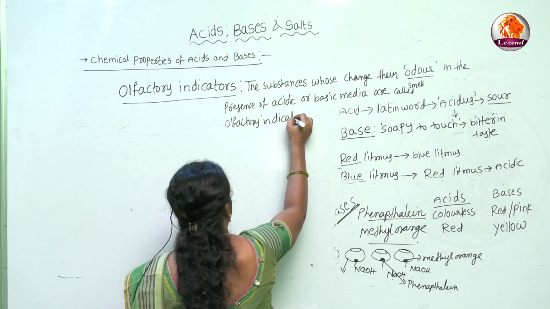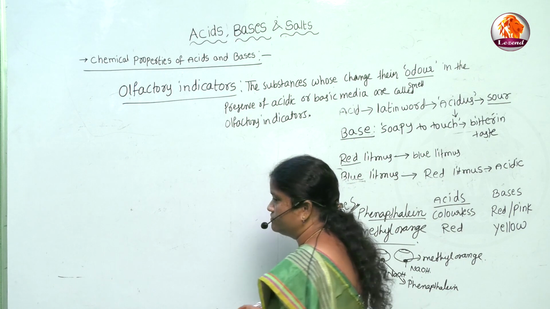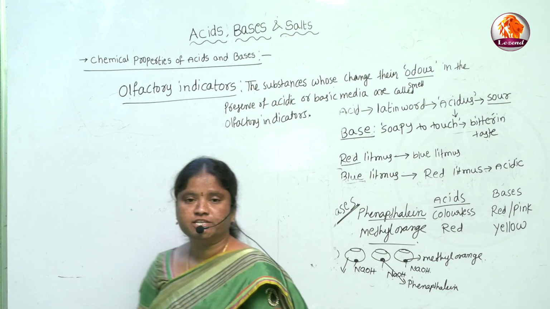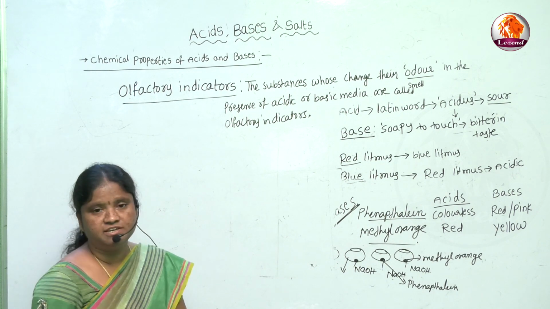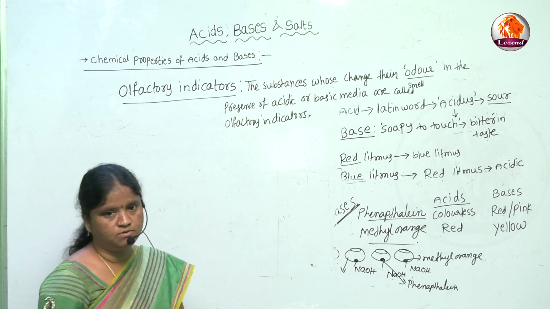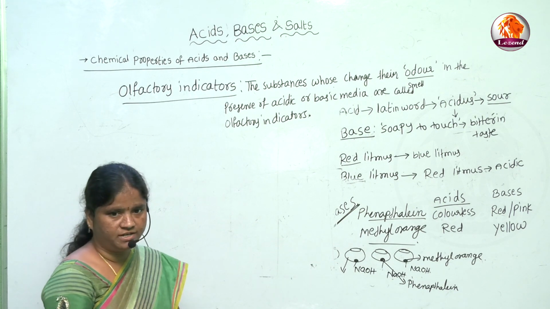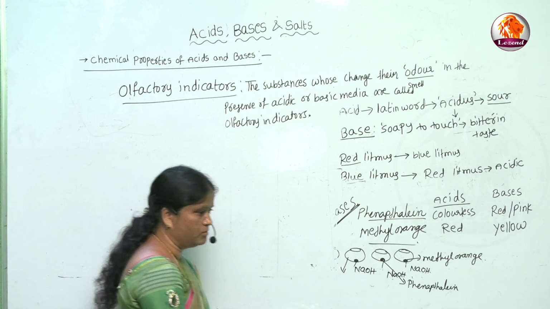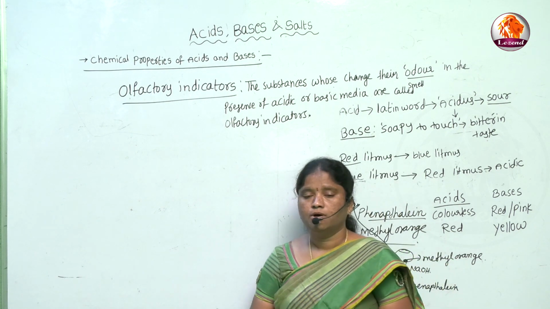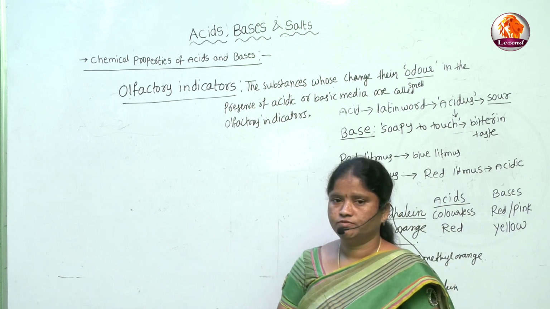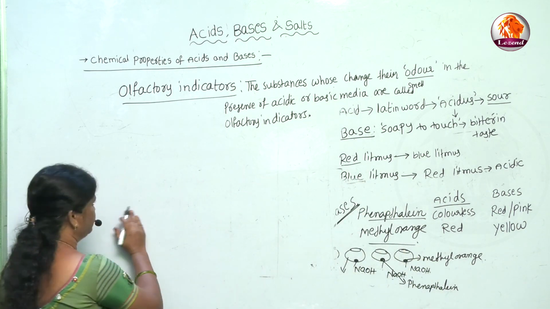Indicators means to indicate the nature of the substance, whether it is acidic in nature or basic in nature. Olfactory means they change their odor in the presence of acidic or basic medium. So those substances we can define as olfactory indicators. So how do we identify the nature of the substance by using these olfactory indicators? We have to look at here. For this we have a small activity.